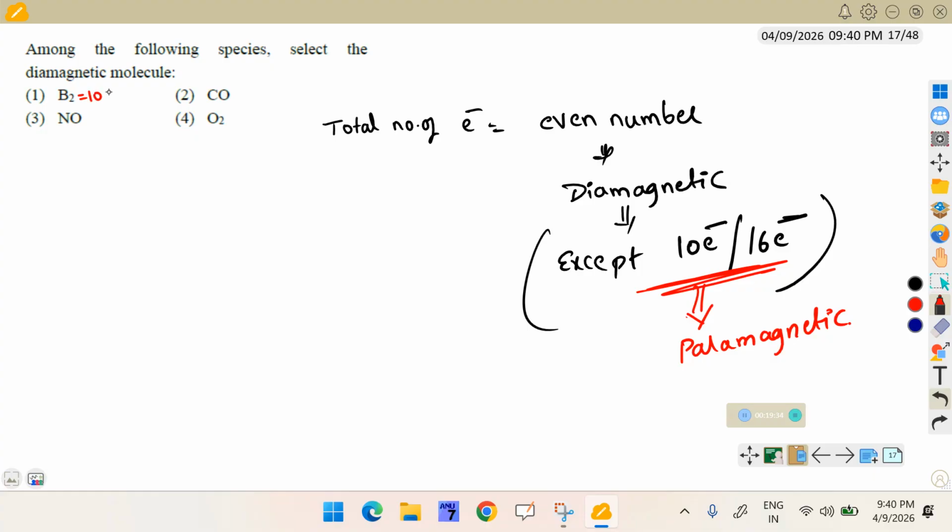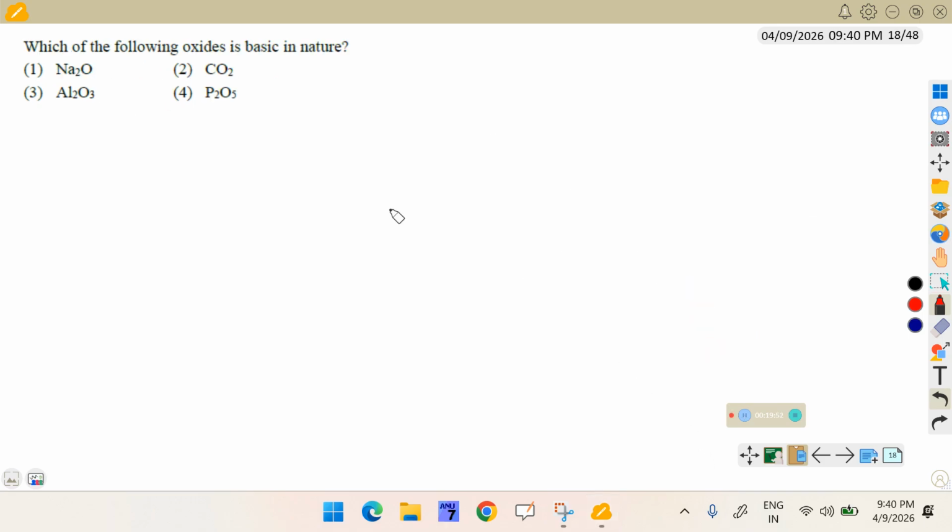B2 total number of electrons is 10. O2 total number of electrons is 16. NO total number of electrons is 15. CO total number of electrons is 14. So the diamagnetic one is CO.